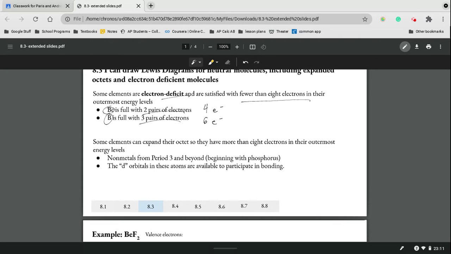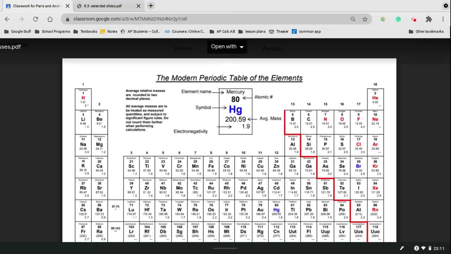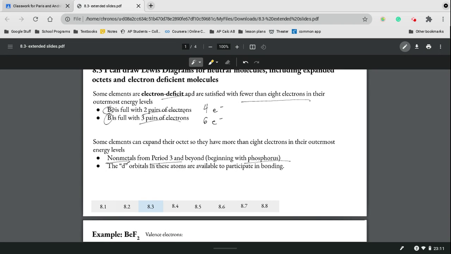And some of them have expanded octets, and so they can have more than 8 electrons in their outermost energy levels. And this is specifically nonmetals from period 3 and beyond, specifically starting with phosphorus. So not those first two, not silicon, but starting with phosphorus, the nonmetals can expand their octets. And this is because of those d orbitals. There's a lot of tough chemistry going on between how the electrons are able to bond to those, but really what matters right now is that it's nonmetals from phosphorus on that are able to expand the octet.